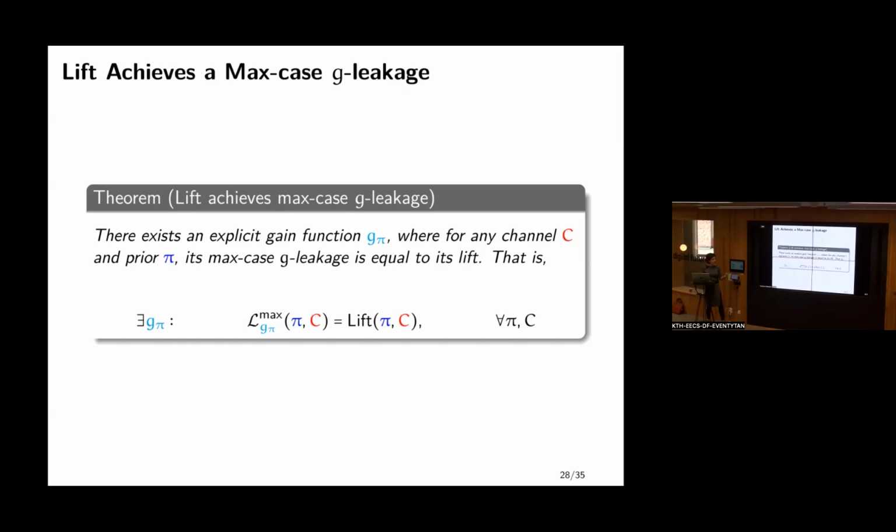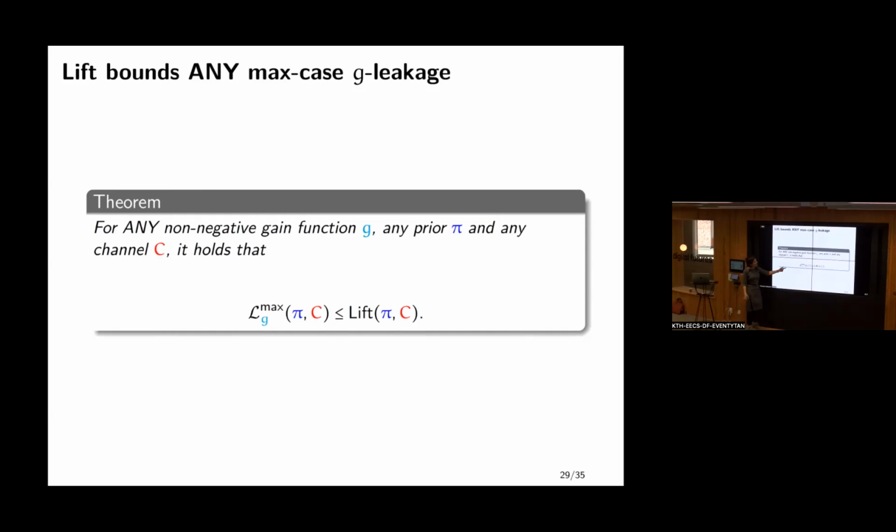The other key thing is, what about the general relation? This is an equality relation, but what about the general relation? The general relation is also as follows: the lift provides an upper bound on max case leakage. This means that there is no maximum case leakage that can ever go beyond the value of this maximum ratio of posterior to prior. And it is also achievable. So lift is a very strong upper bound on the value of leakage from any channel, okay?